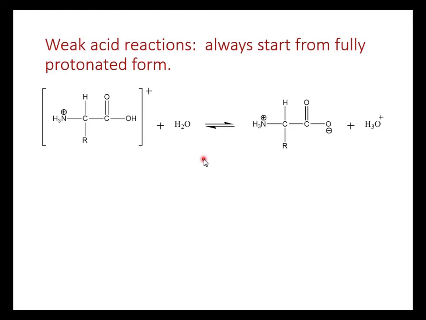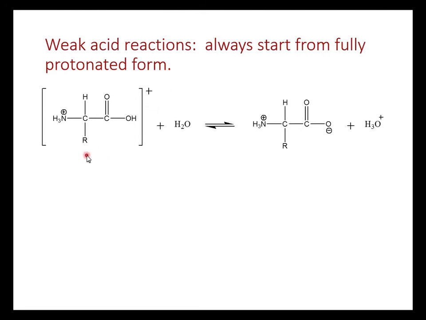So the purpose for looking at that fully protonated form is that weak acid reactions of amino acids always start from the fully protonated form. So in the most acidic environment possible, this is the form that will be present for the amino acid. And for the sequences of reactions that we'll draw, this is where you always need to start, with all the groups fully protonated in their conjugate acid forms. So that's the fully protonated form. Remember, it had a plus charge.